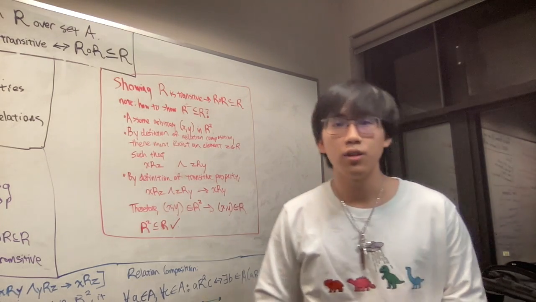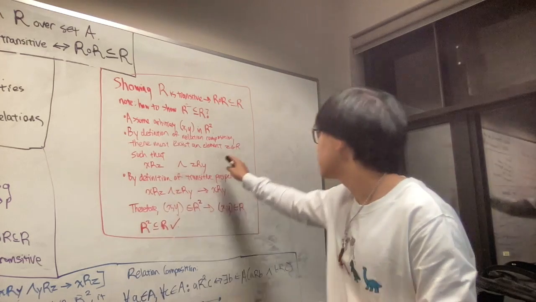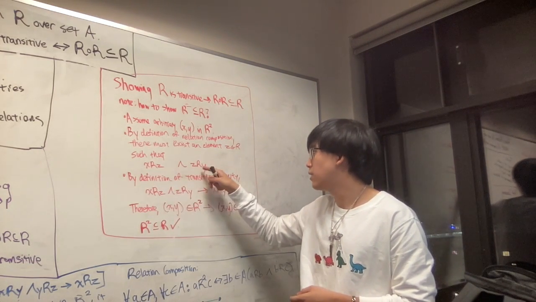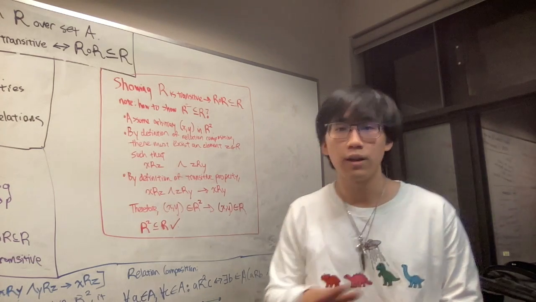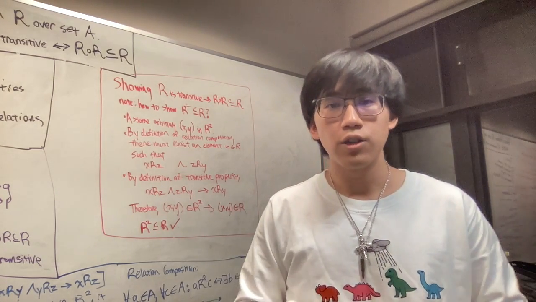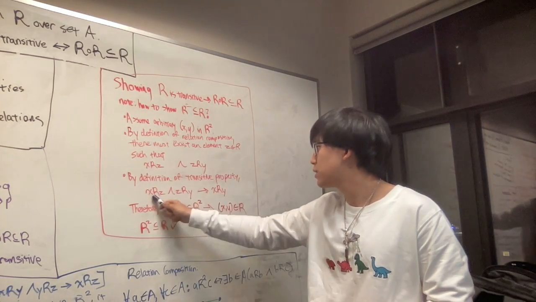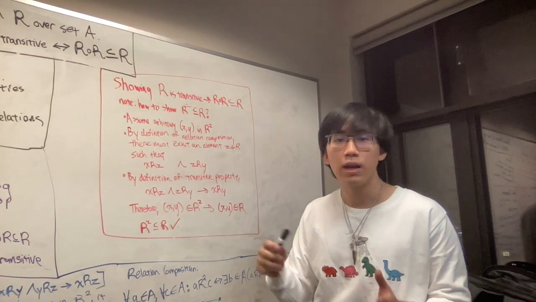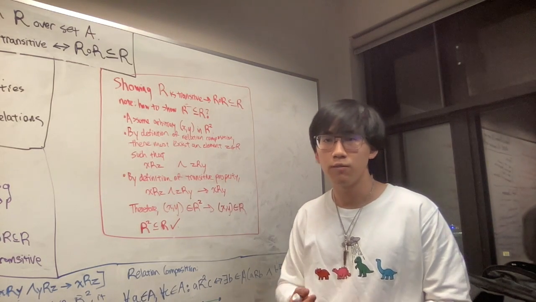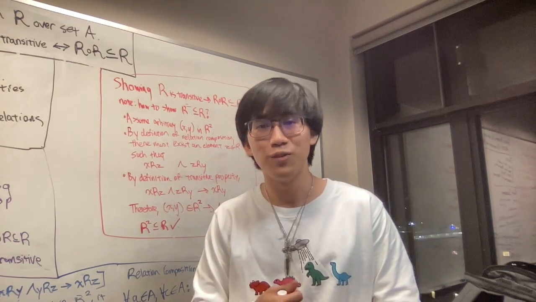Then, by the definition of relation composition, there must exist an element z in A such that x R z and z R y, right? That's just the pure definition of relation composition. And finally, by the definition of the transitive property, since we know that x R z and z R y, that means that x R y, right? That's just the pure transitive property. If you don't quite remember that, do review your notes.